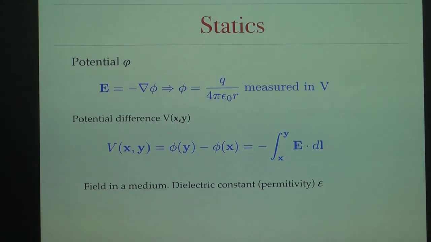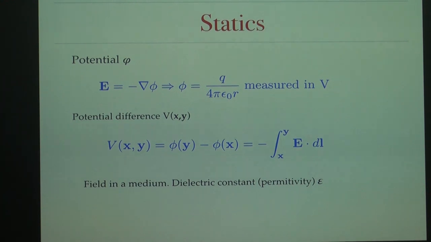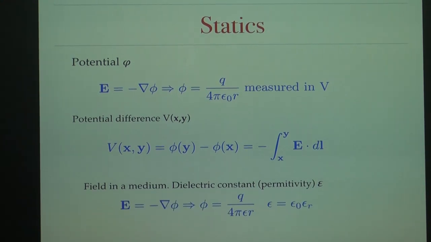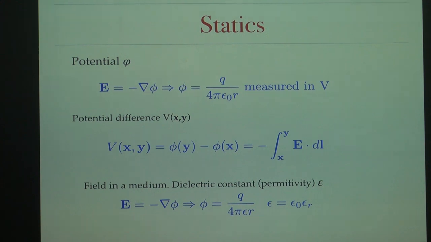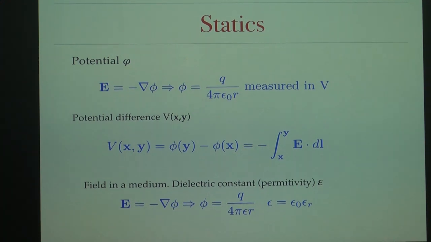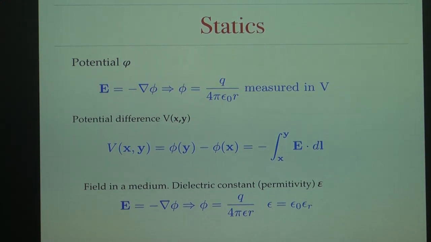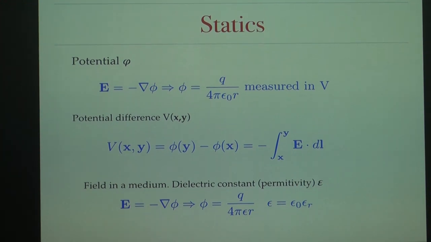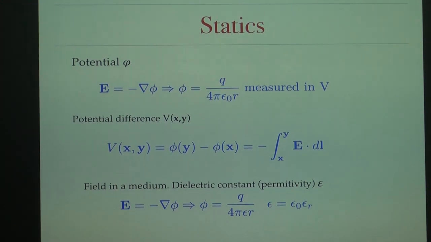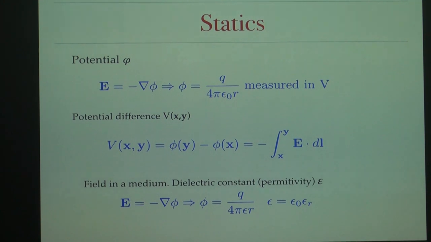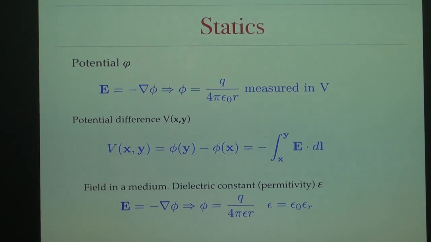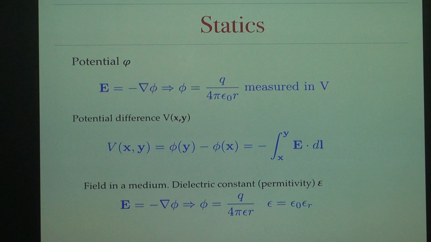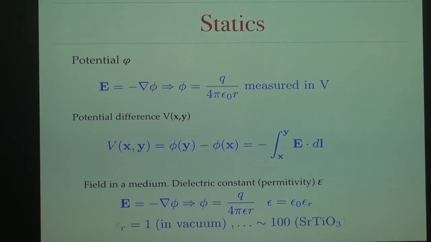In the metals, the properties of the electric field will be discussed in a moment, but if we are having a dielectric medium, then the electric field is weakened, and the simple way of describing it is by introducing a physical characteristic, epsilon, which is called the dielectric constant.